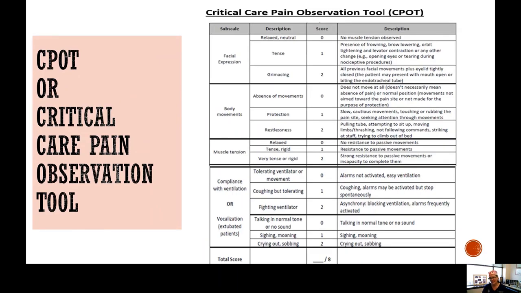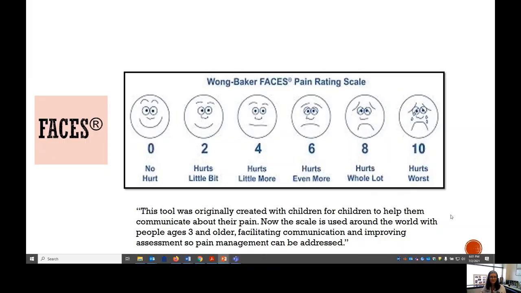Next, we have the Critical Care Pain Observation Tool, or CPOT. This again has a compliance with ventilation, because often pain will make them cough or fight that ventilator. Or we're looking at vocalization from an extubated patient, facial expression, body movement, and muscle tension, and the total score is 8 for the highest amount of pain.